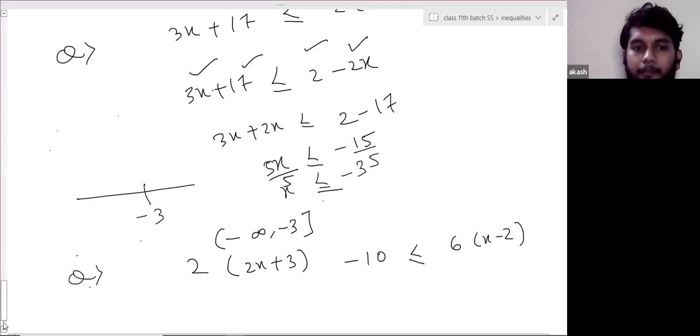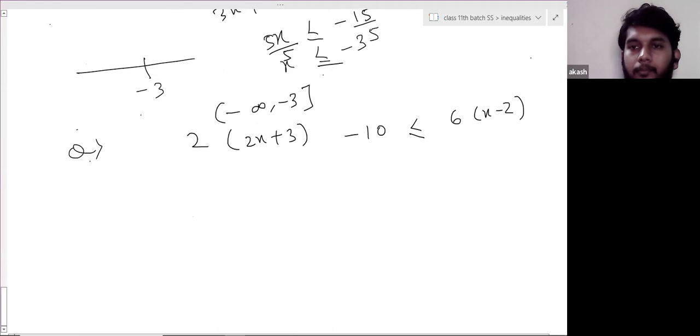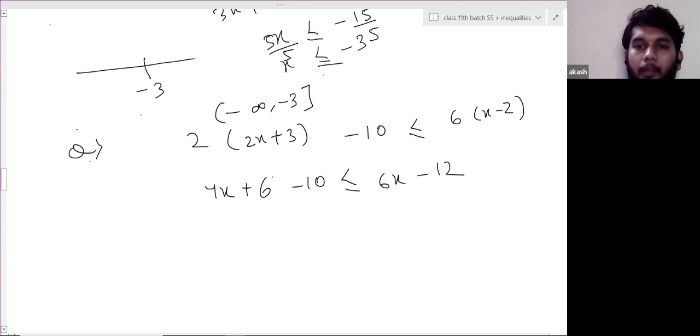Let's see. This is 4x plus 6 minus 10 less than equals to 6x minus 12. Let's just take 6x to this side. So 4x minus 6x less than equals to minus 12 plus 10 minus 6. This step is clear, everyone? Fahad, Iram? Yes, sir.